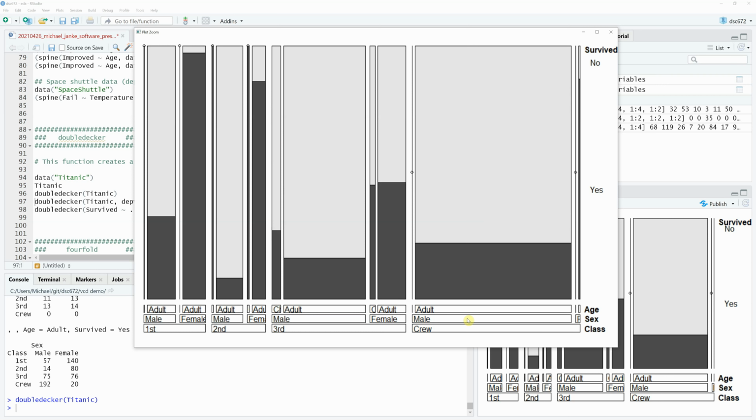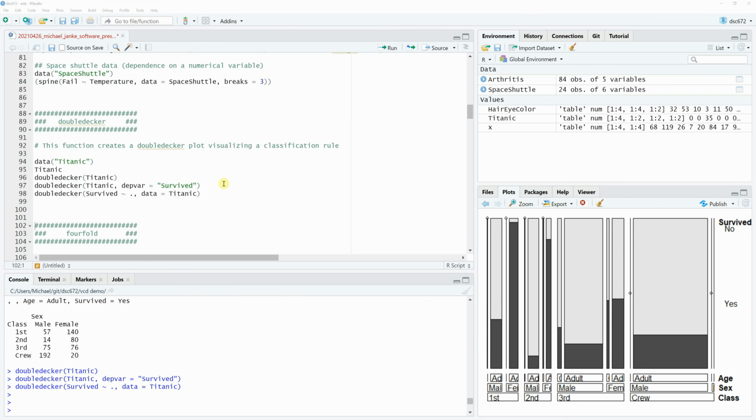So the sizes give you a sense of how much data for that grouping is present. Obviously, children aren't represented in here in any high counts until you get to third class, but in crew you wouldn't have a whole lot of children, and then in first class apparently there isn't a lot of children there either.